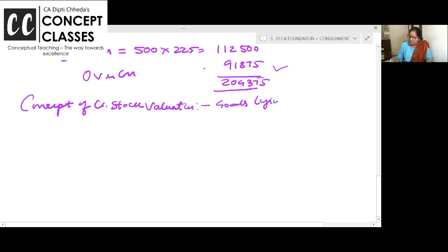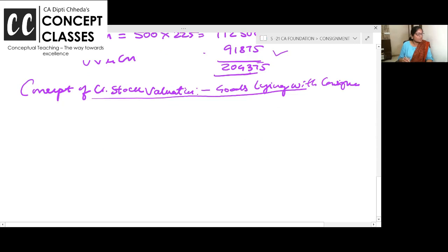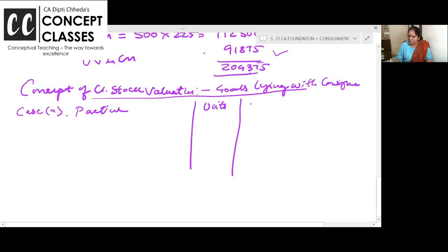Goods are lying with the consignee. Chalo. We can do it per unit or total also. I'll teach you both the ways. First we will do per unit. But they have again given 3 cases, so we will take up now case 1, where no other detail is given. Routine valuation. Particulars, number of units. These are like working notes for the main answer, and amount.